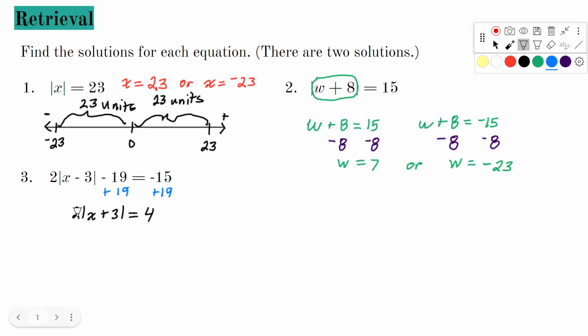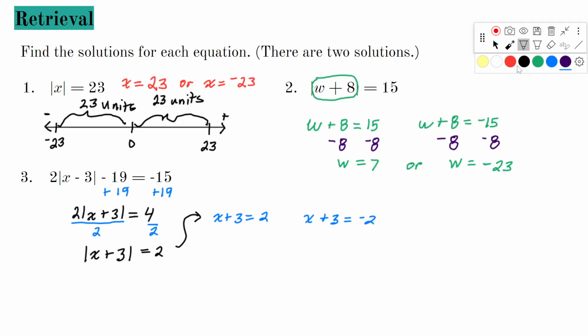So what we need to do, this is 2 times the absolute value, we have to divide by 2. So now we have the absolute value of x plus 3 equals 2. Now I can continue solving. I know that x plus 3 represents one number that has an absolute value of 2. That one number could be positive 2, or that one number could be negative 2.